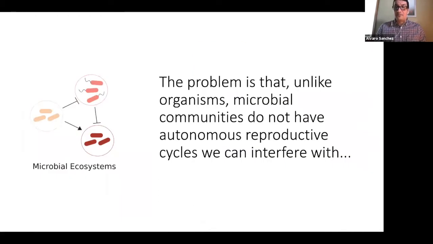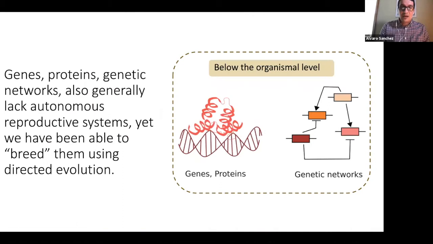Now, this has worked at the organismal level because we can manipulate the reproductive cycle of those organisms. But if we think of how we can apply this to communities of microorganisms, the problem is that those communities do not actually have a reproductive cycle, right? They don't reproduce naturally as a whole, right? So if we cannot interfere with the reproductive cycle, how could we potentially breed communities? How can we apply the same principles?